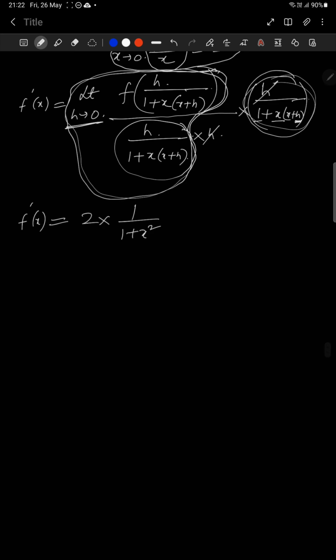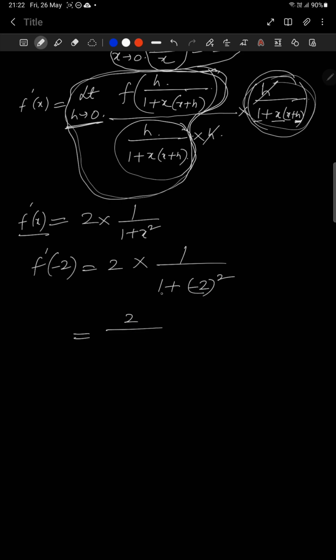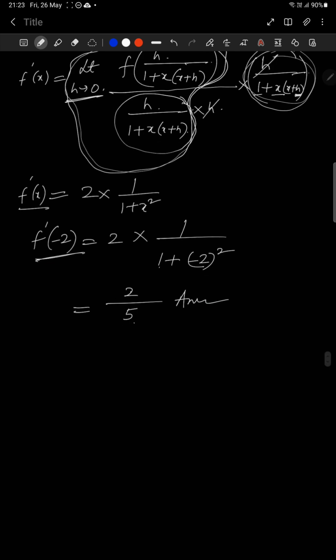Alright, so we are almost near the answer. We had to find out the value of f dash minus 2. So here we can write f dash minus 2 as 2 into 1 divided by 1 plus minus 2 whole square, and this is nothing but 2 divided by 4 plus 1, that is 5. So this is your answer for f dash minus 2, that is 2 divided by 5.